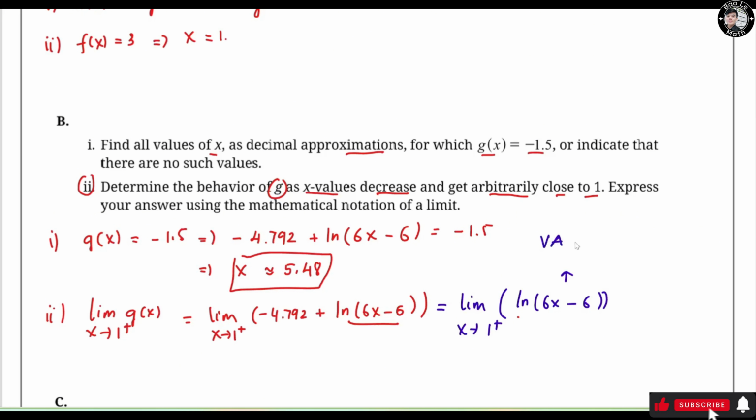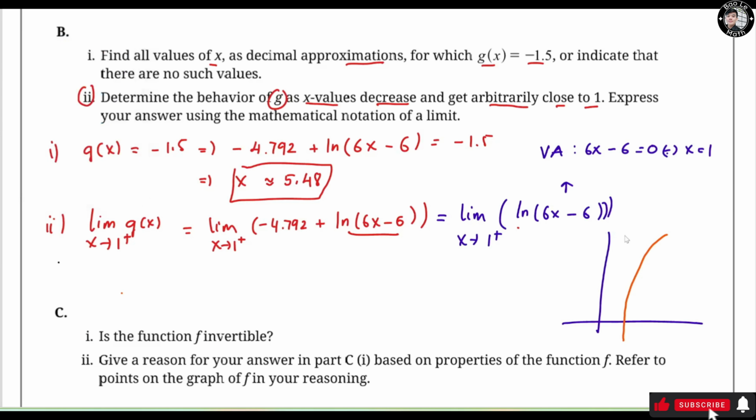Vertical asymptote is where 6s minus 6 equals 0, and then s equals 1, right? So we're gonna grab this one, and the vertical asymptote is right here. So this is 1. Now 1 plus, which means on the right of the vertical asymptote, the function keeps going down to -infinity, right? So this equals -infinity.